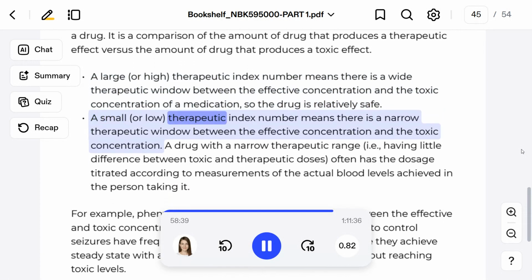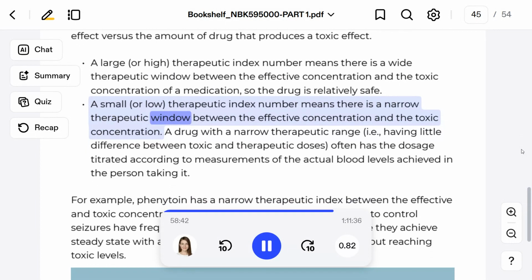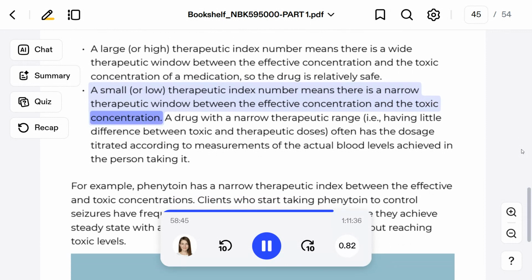A small therapeutic index number means there is a narrow therapeutic window between the effective concentration and the toxic concentration.